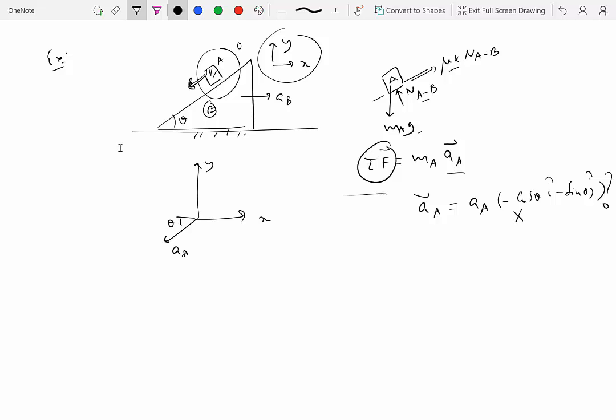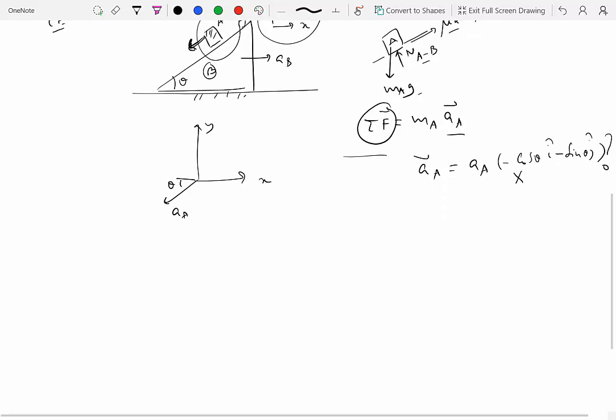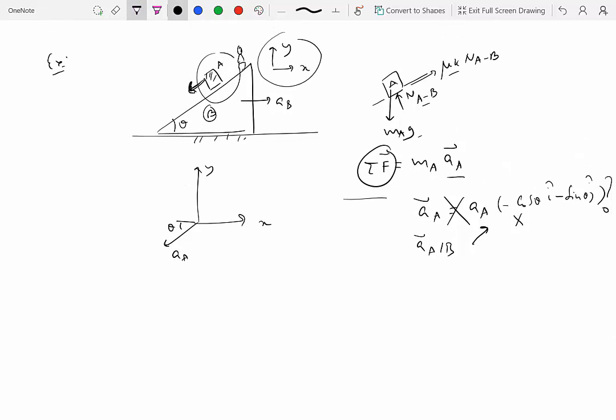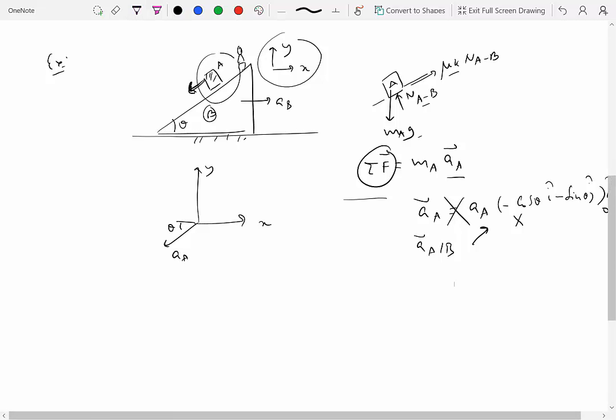If you were an observer who was standing right on B, this is the direction of acceleration of A that you would see with respect to yourself, and that is basically relative acceleration. So this is really not the acceleration of A. This is the acceleration of A relative to B. That's what this is. So if you were to take this acceleration and plug it into Newton's second law on the right-hand side, then you will be making a mistake.